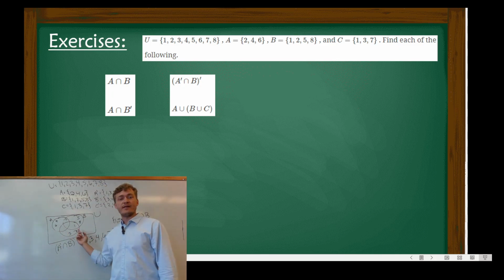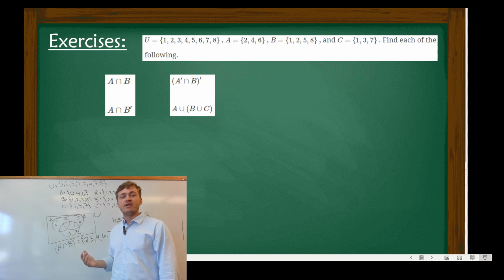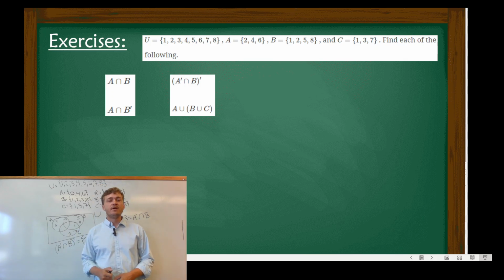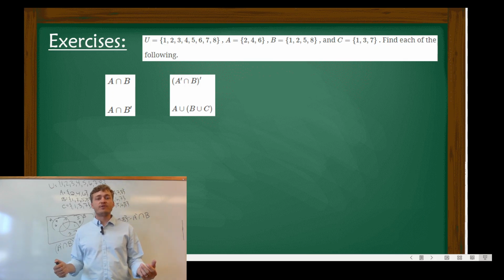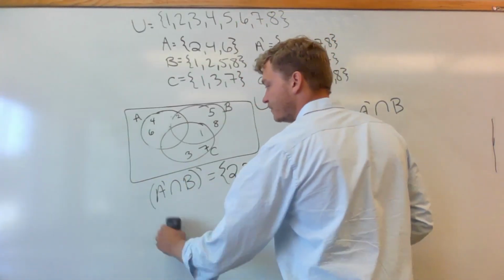But consider here that in the Venn diagram we created, there is no number in the universal set that isn't found in either A, B, or C. All of our 8 elements are found in either A, B, or C. So if we union them all together, A union B union C, we're going to find that it's just the universal set. So I want to be able to write this out here. Do some erasing.